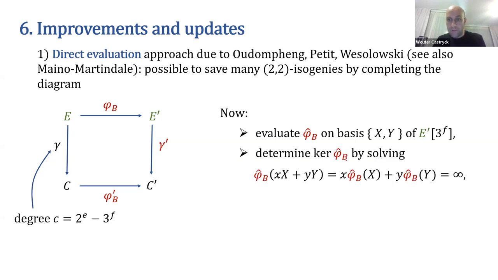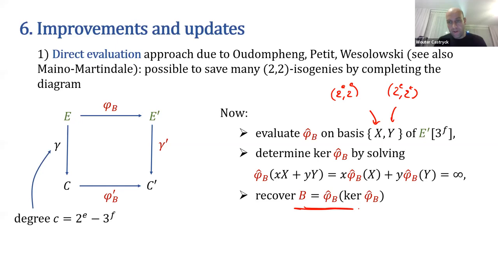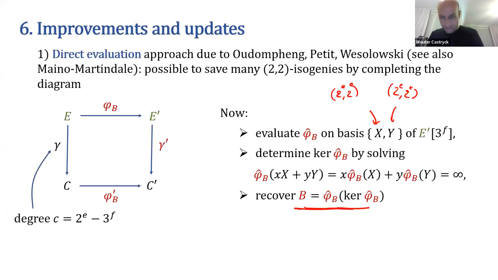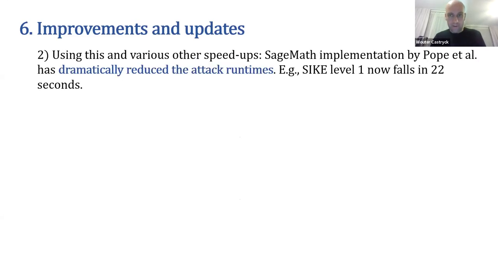And then you can determine the kernel by just some linear algebra. So these are the two evaluations, right? This is the two chains of two isogenies that go into here. And then it's just linear algebra, and you can really recover the sequence. So that's a very elegant and a better approach. And this is, for instance, something that went into the 22 seconds that I already mentioned in the paper. But I guess this is already outdated.